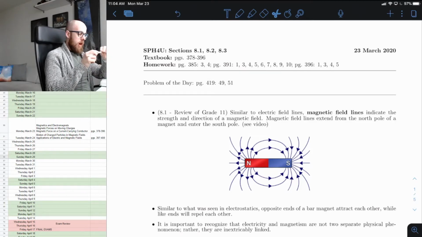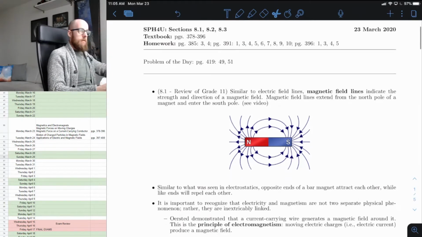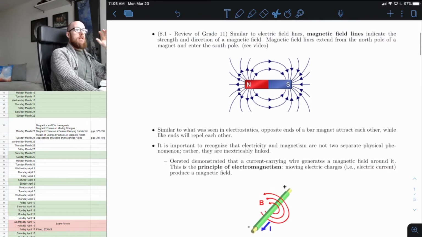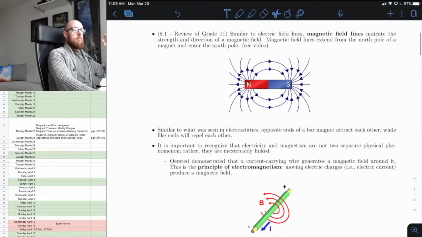Okay. So a bit of a review of grade 11 physics if you want to look at the iPad screen now. Similar to electric fields, we use magnetic field lines to indicate the strength and the direction of a magnetic field. Magnetic field lines extend from the north pole of the magnet and enter into the south pole. And I actually have a little video here.